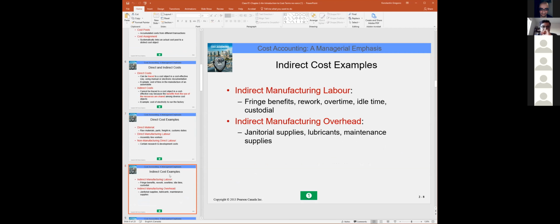Now here are some indirect cost examples. Fringe benefits, how do you allocate that directly? You can't. Overtime, idle time is another good one. Another good one is theft, and there's another one, I forgot the name of it. I haven't worked in a manufacturing environment in a long time.